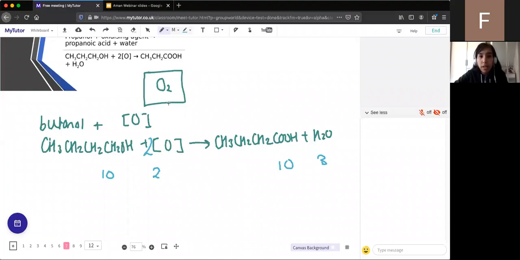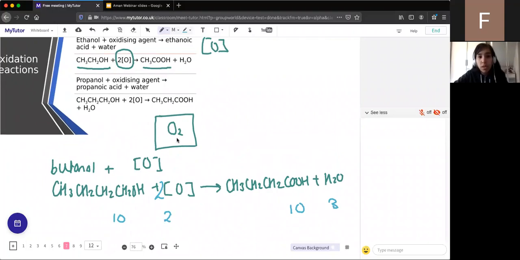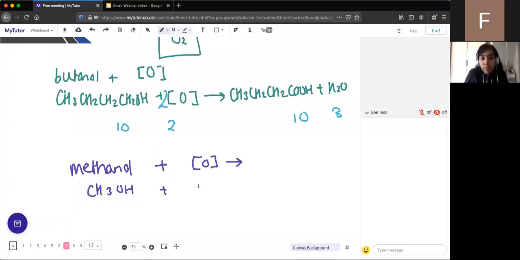Any questions on that one? If not, let's do methanol plus an oxidizing agent. What's the chemical formula for methanol? Remember, that's the first alcohol. Good. CH3OH is then going to react with our oxidizing agent. What's it going to produce when methanol reacts with the oxidizing agent? Good. Methanoic acid and water.